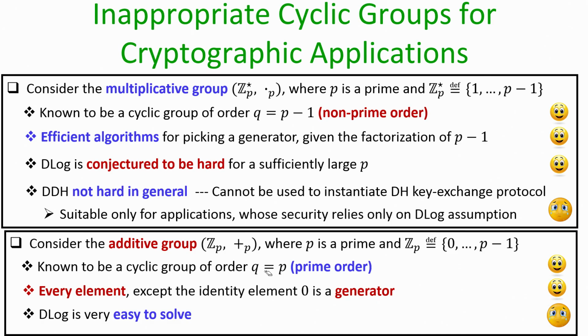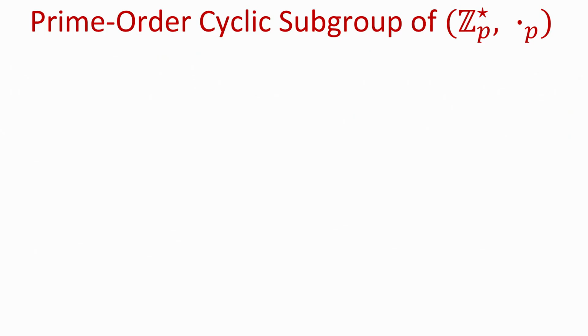The most unfortunate part here is that the D log problem is very easy to solve, and that automatically implies that the CDH problem is easy to solve, which automatically implies that the DDH problem is also easier to solve in this group. So, that means this group cannot be used at all to instantiate any cryptographic primitive whose security is based on the hardness of the D log problem, CDH problem, or DDH problem.